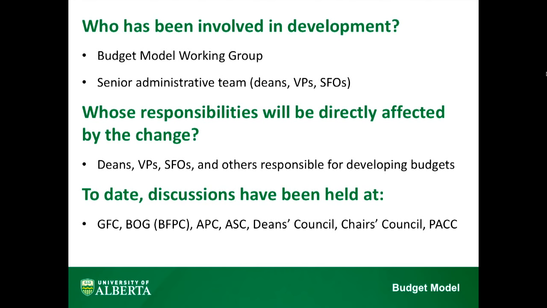Who will be mostly impacted by these changes? Well, clearly those that are involved in the budget development process. So deans, vice presidents, senior financial officers. There have been a lot of consultations, probably in about the last 3 or 4 months, or discussions rather. GFC, the Board of Governors, the Academic Planning Committee, the Administrative Strategic Council, Dean's Council, we've talked about it a number of times, Chair's Council, and so on.